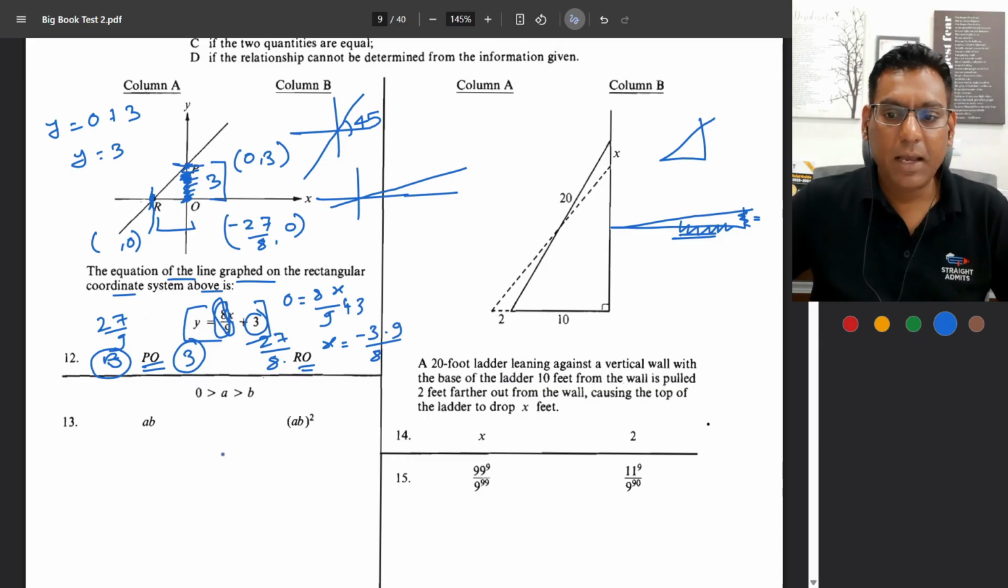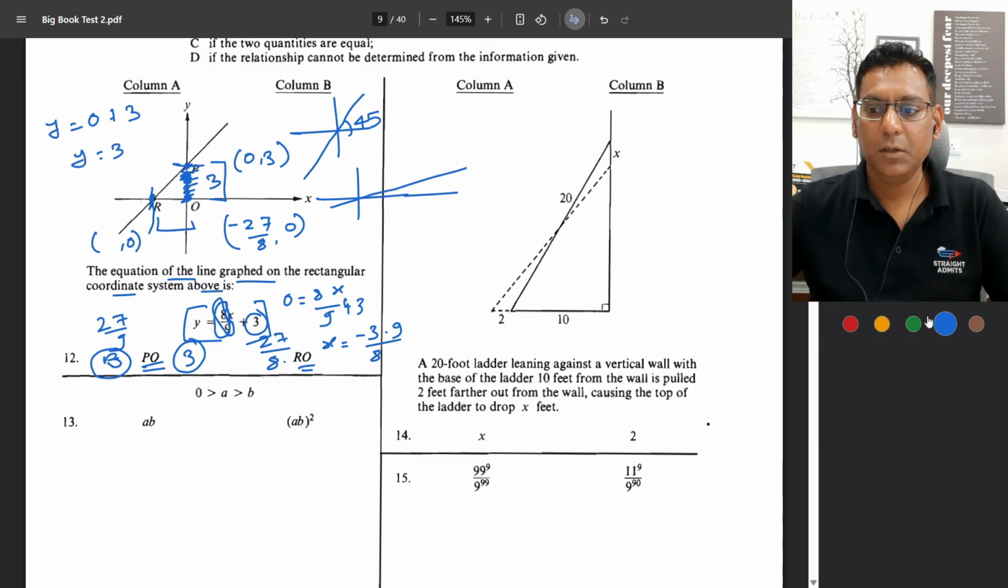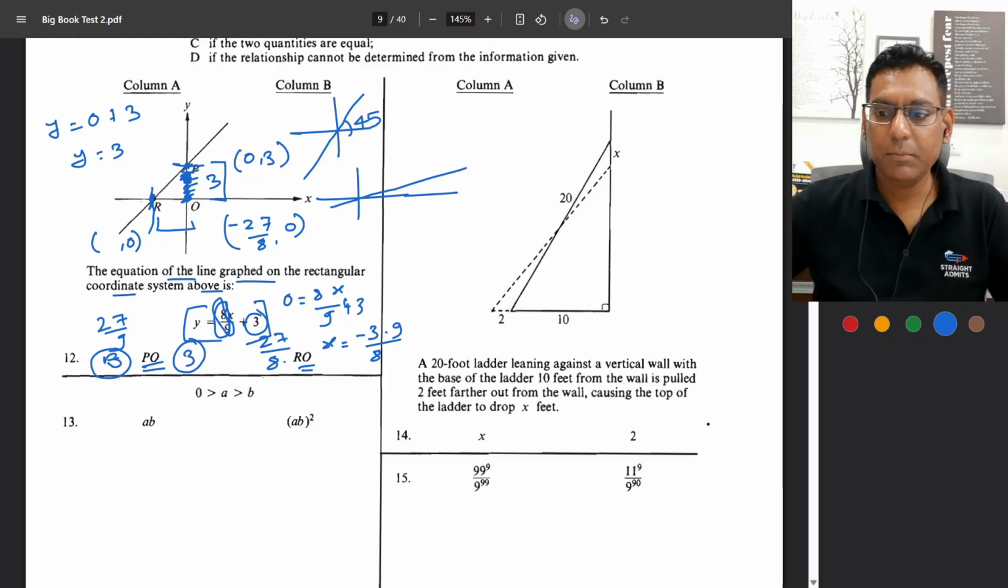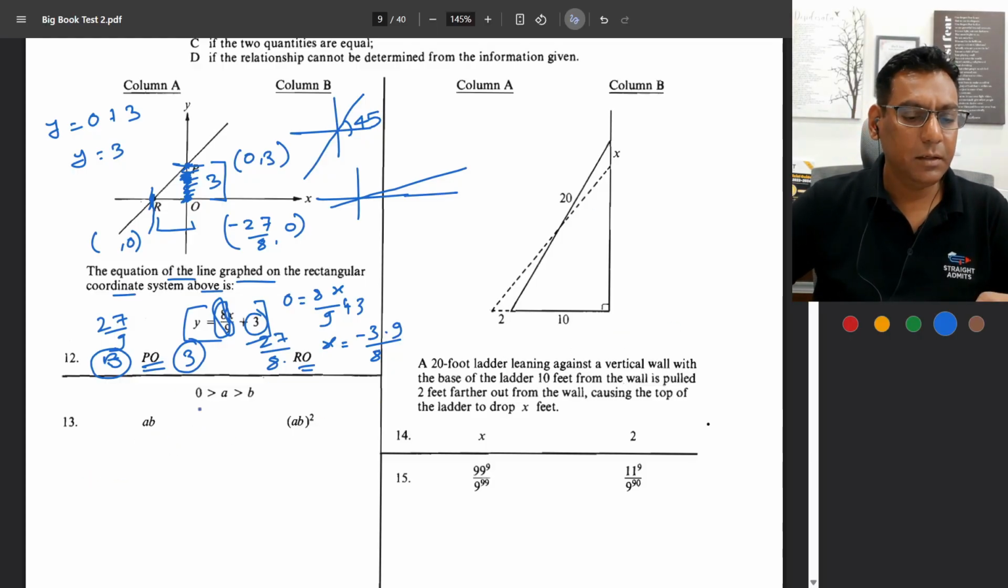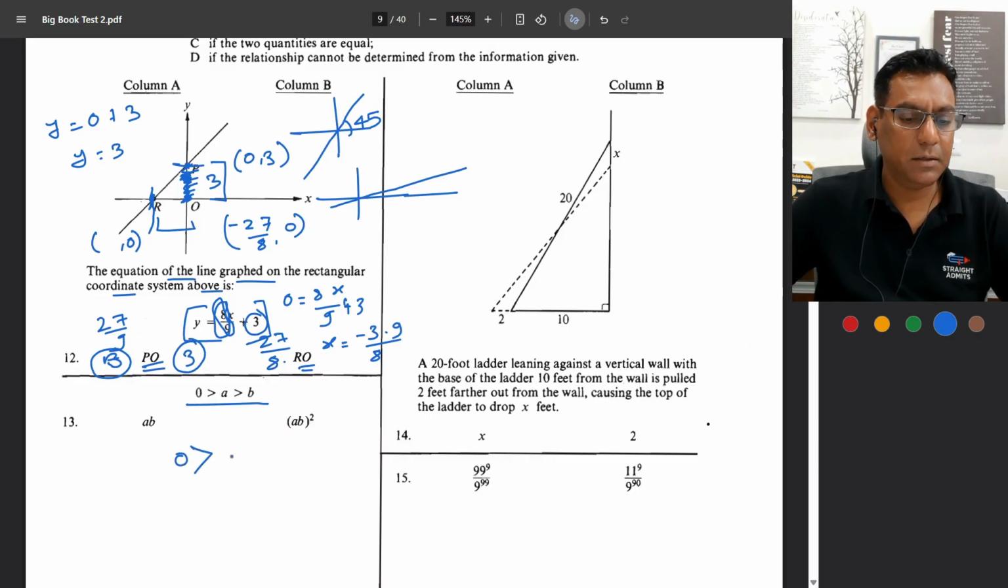Let me just get rid of this for the next question. All right, question number 13: 0 greater than A greater than B. I don't know anything, I'll just pick some numbers. 0 greater than -1 greater than -2. Looks good. AB is equal to 2. AB square is equal to 4. I get answer as B.